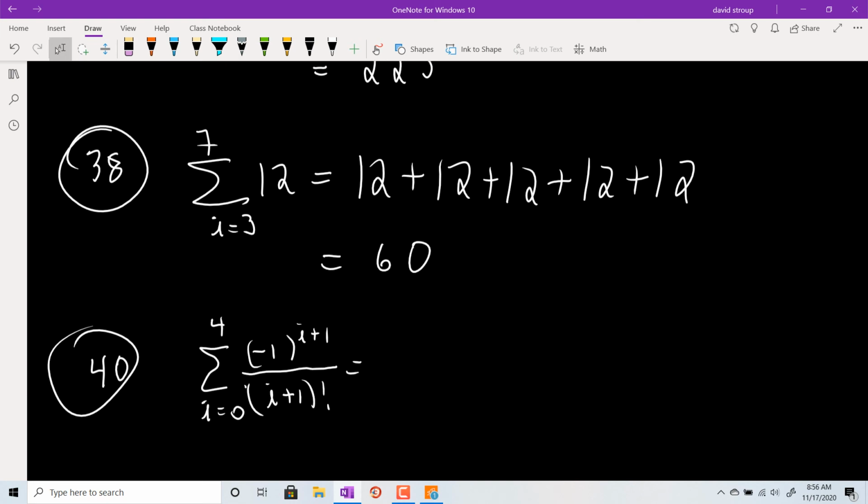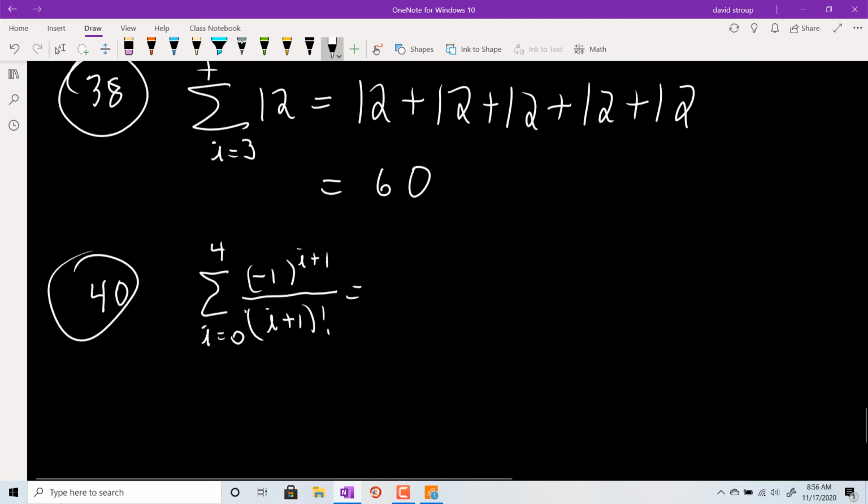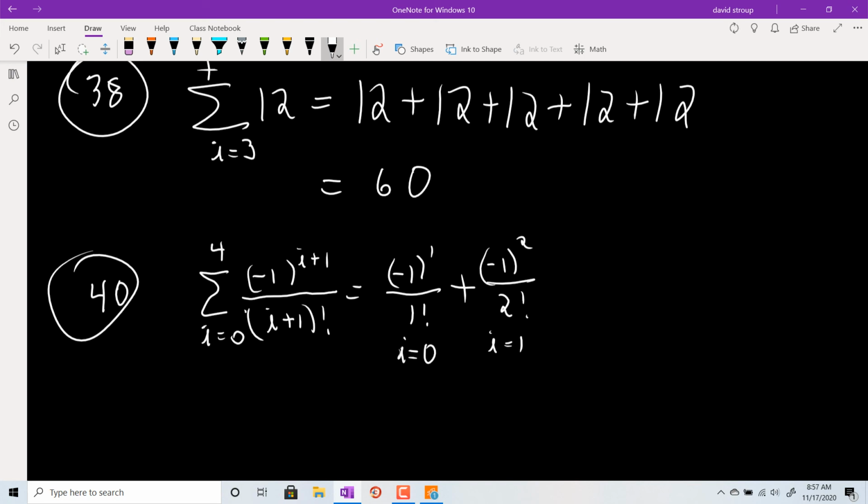Sometimes it's helpful to write the index down, what the index is at that particular point. So if you plug in 0, you'll have negative 1 to the first power, 0 plus 1 is 1, all over 0 plus 1 factorial, plus, and then you're letting I equal 1 in the formula. So negative 1 to the 1 plus 1 is 2, all over 1 plus 1, 2 factorial. And then you're plugging in I equals 2. So you get negative 1 to the 2 plus 1 is 3, all over 3 factorial. And then plus, we're letting I equal 3, negative 1 to the 4th, all over 4 factorial.